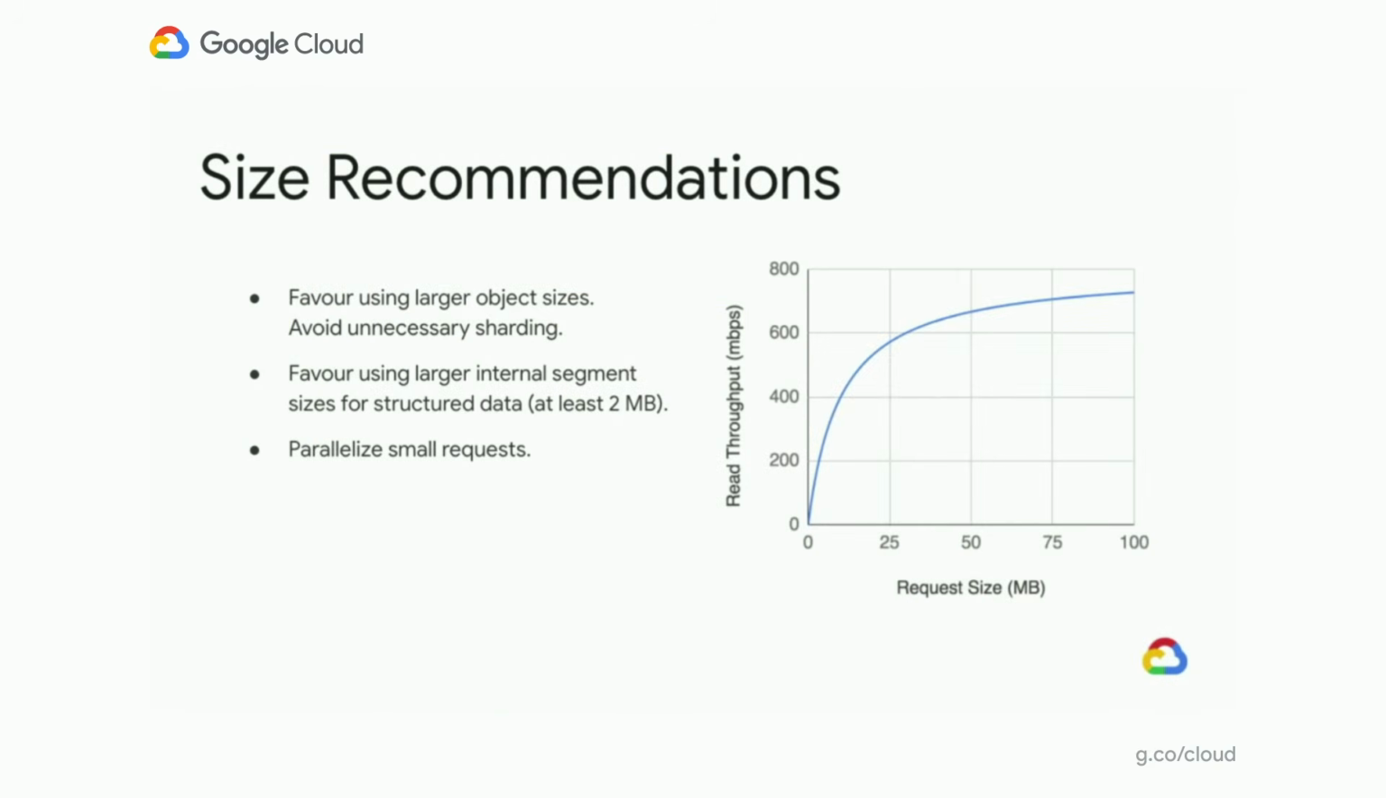What this means is you would want to favor large object sizes and avoid unnecessary sharding. Now, even if you're able to pack most of your data into large objects, you may still have those internal segments for structured data, for example, that typically tend to be smaller in size. See if you can tune those up to be a bit larger. At least 2 megabytes is a recommended size. Larger is, of course, better. And then, if you have to use small object sizes, then parallelize your requests to get around the inherent latency of the system.